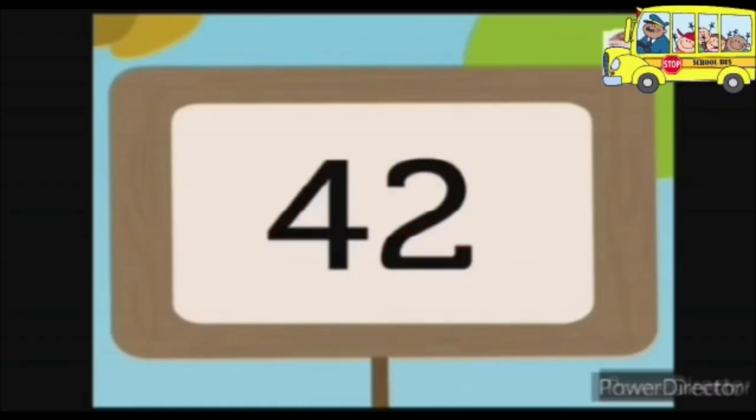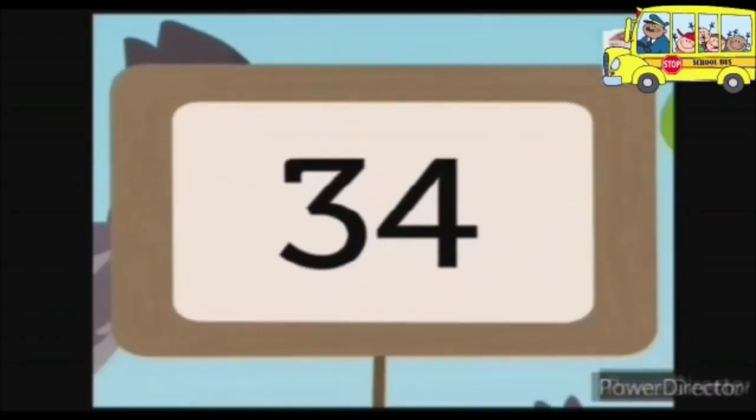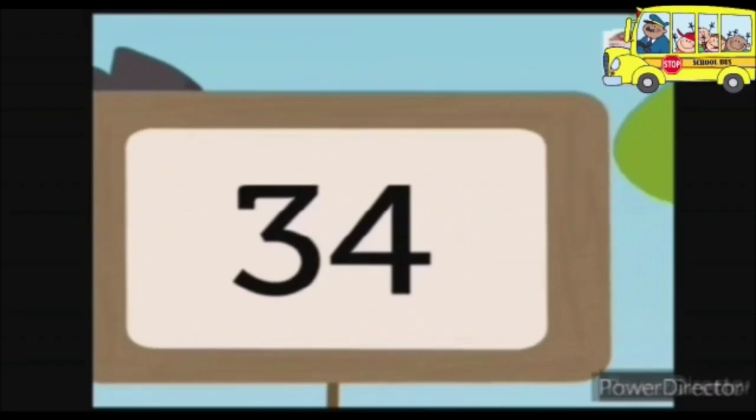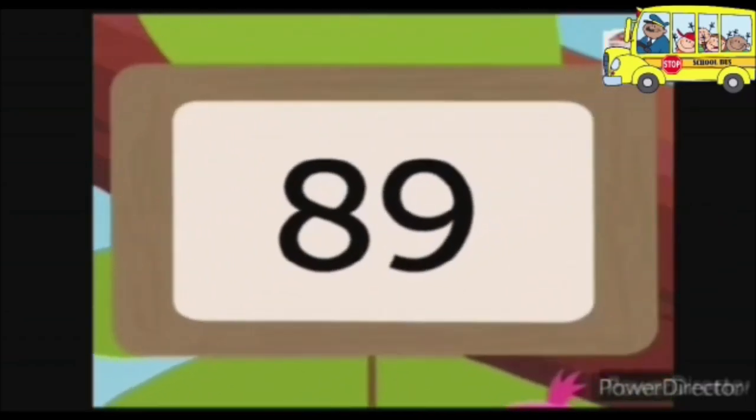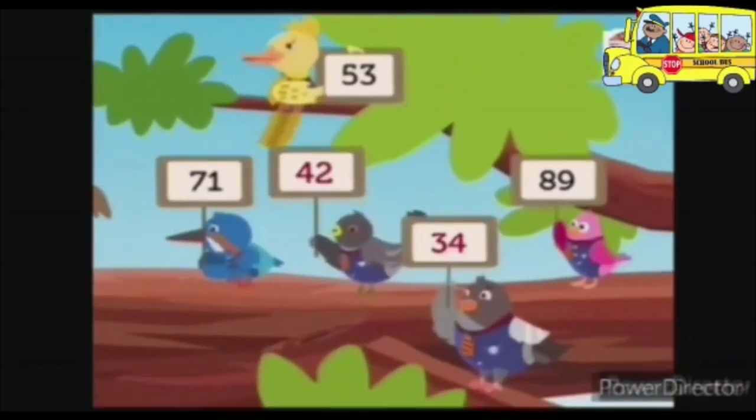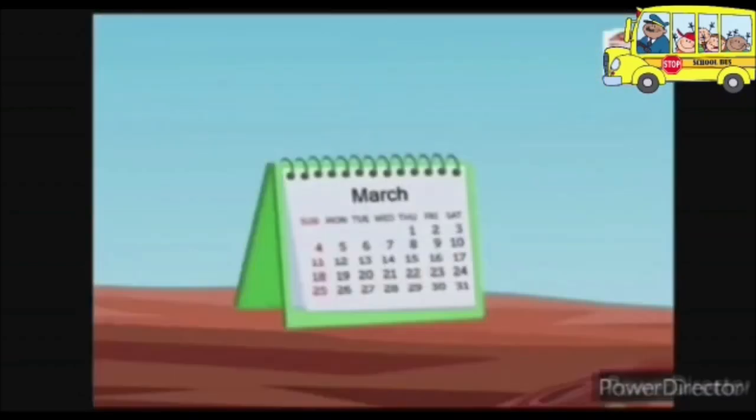Let us see which is the next number. Here it is 34. Here the number 4 is in ones place. So 34 is an even number. And the last number is 89. Here the number 9 is in ones place. So 89 is an odd number. We have found 2 even numbers and 3 odd numbers.